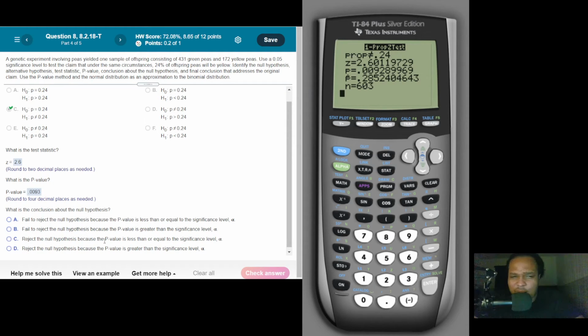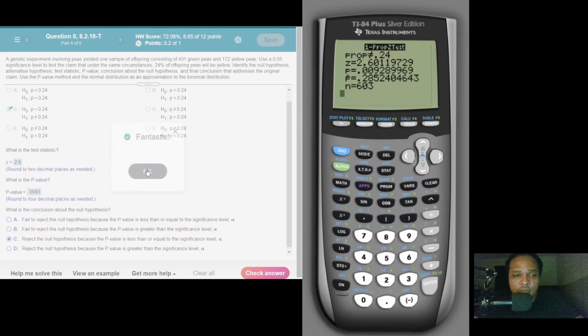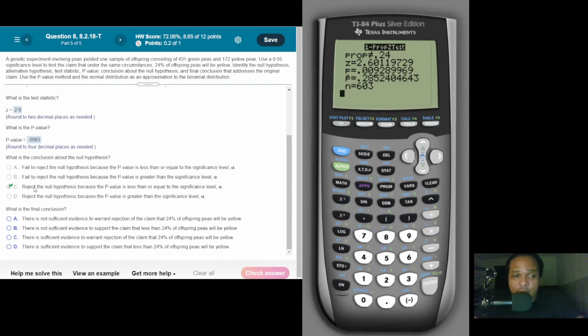Oh, but they're talking about less than and greater than. Yeah. We're rejecting because it's less than or equal to our sig level. Okay, whenever you reject, there is enough evidence. So it's either going to be C or D. So it's asking us, are we going to warrant rejection or support the claim?